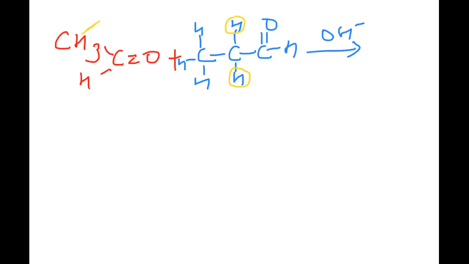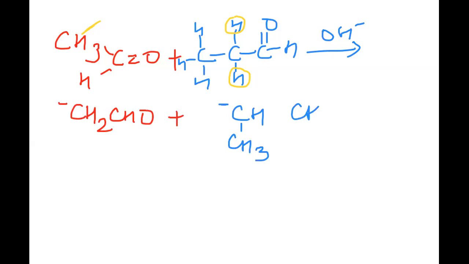When the red-colored acetaldehyde molecule loses a hydrogen, it is going to form a nucleophile which is going to be like this, CH2CHO. And when the blue-colored one loses a hydrogen, it is going to form a CH minus CH3, and it is going to form a CHO.